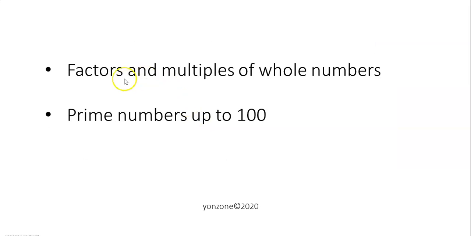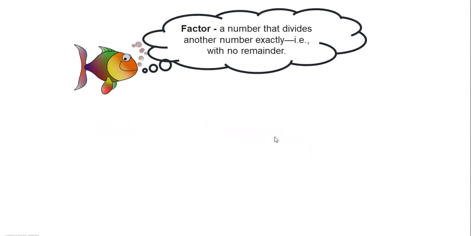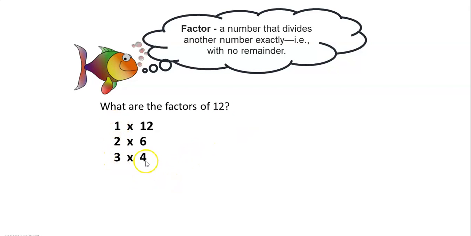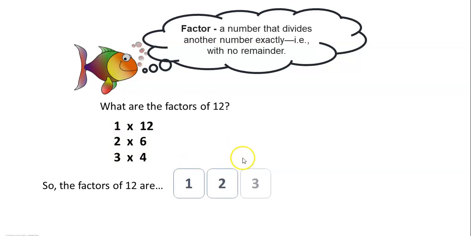In this lesson, you'll be learning about factors and multiples of whole numbers, and you will also learn to find prime numbers up to 100. A factor is a number that divides another number exactly, that means with no remainder. What are the factors of 12? Here we multiply numbers: 1, 2, 3, 4, 6 and 12 are the factors of 12.